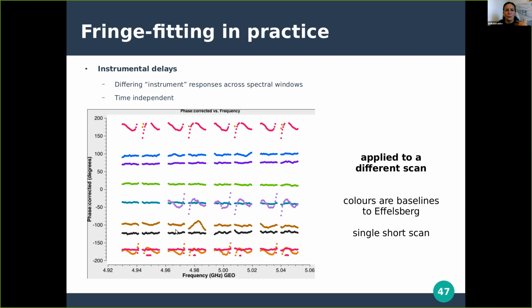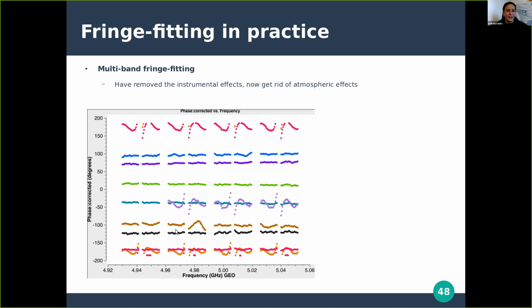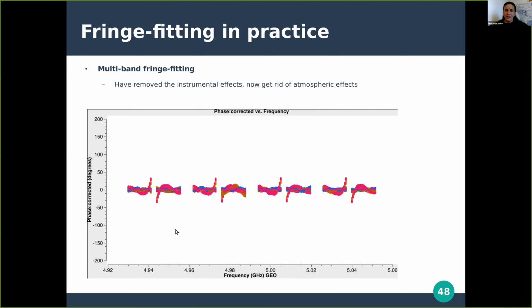So then we need to use fringe fitting again for what we call multi-band fringe fitting. So now we've removed the instrumental effects and we have to get rid of the atmospheric effects. And so we use fringe fitting again to do multi-band fringe fitting to remove the delays and the rates and the phases. So essentially to correct the phases on our secondary calibrator and transfer that to our target source. And so once we've done that, we've removed the instrumental effects, and multi-band fringe fitting will get rid of the time-dependent atmospheric effects.